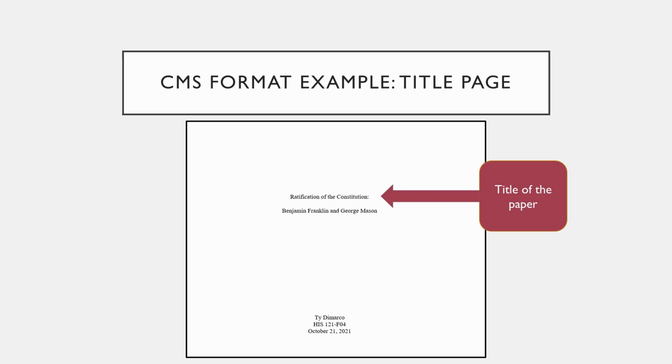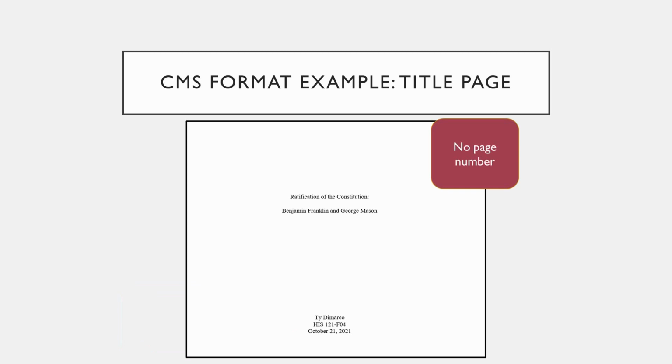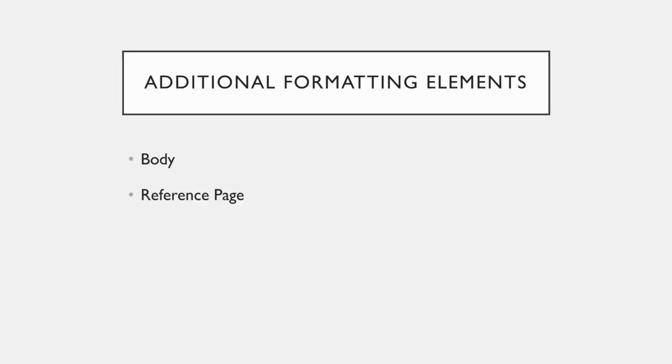Here is an example of a CMS title page. It will include the paper's title written 1/3 of the way down from the top of the page. It will also include your name, the course information, and the day that the paper is due. This information should be single-spaced, centered, and written several lines below the title. Lastly, there is no page number on the title page. Page numbers will begin on the first page of the text. Additional CMS formatting elements include the body of the paper and a separate reference page.